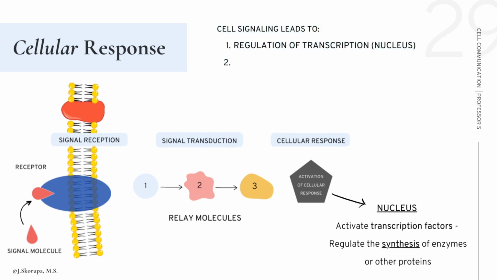Many signaling pathways regulate the synthesis of enzymes or other proteins, usually by turning genes on or off in the nucleus. In the first group, regulation of transcription will always occur in the nucleus of eukaryotic cells. Here, transcription factors will be activated, which will regulate synthesis of enzymes or other proteins.